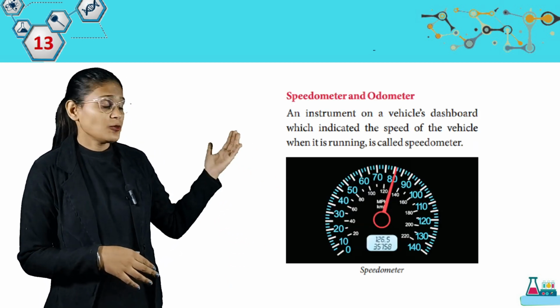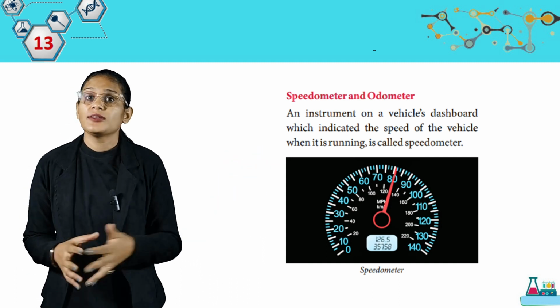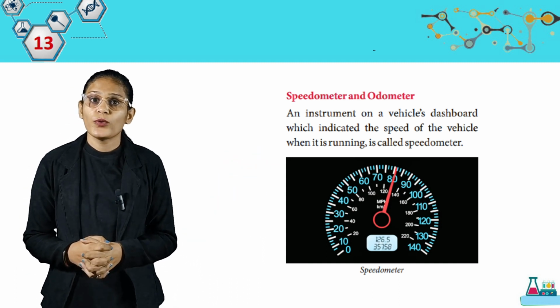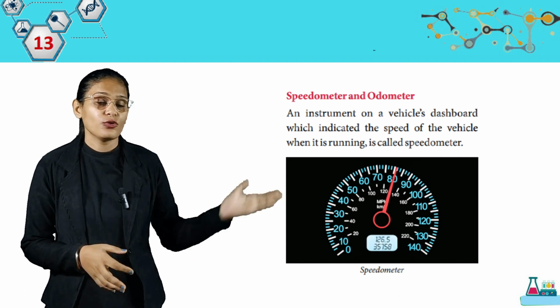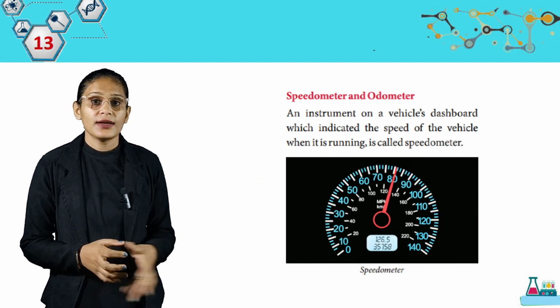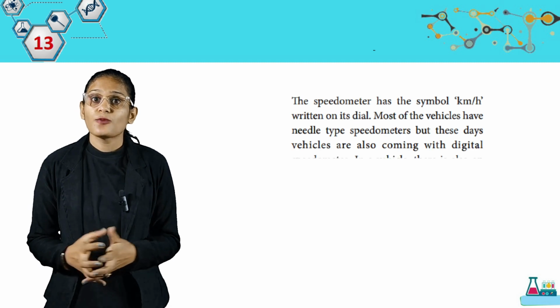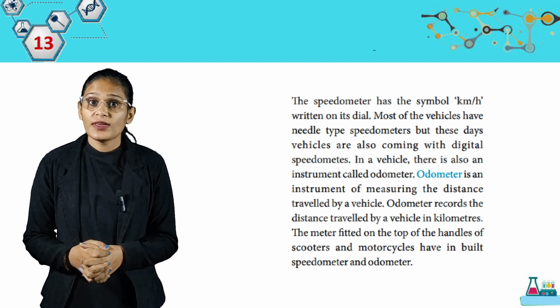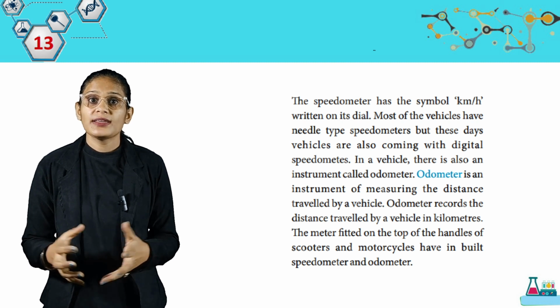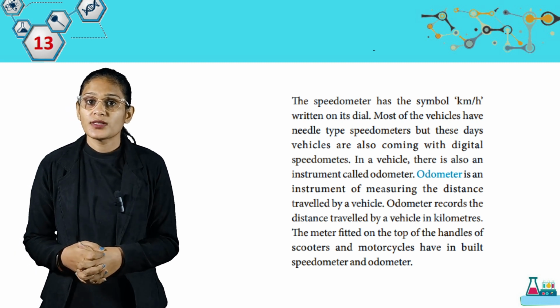Now, we have the speedometer and odometer. An instrument on a vehicle's dashboard which indicates the speed of the vehicle while it is running is called a speedometer. Look at this picture. It is a speedometer. The speedometer has the symbol kilometer per hour written on its dial. Most vehicles have a needle-type speedometer, but these days vehicles are also coming with digital speedometers.